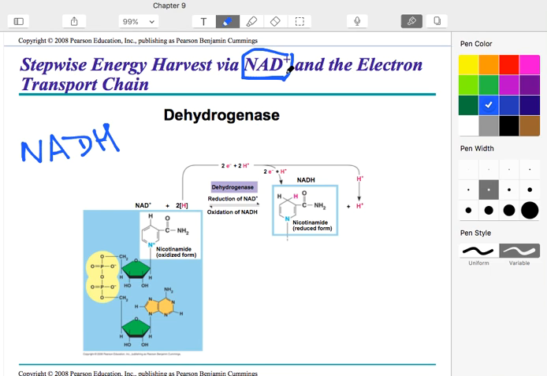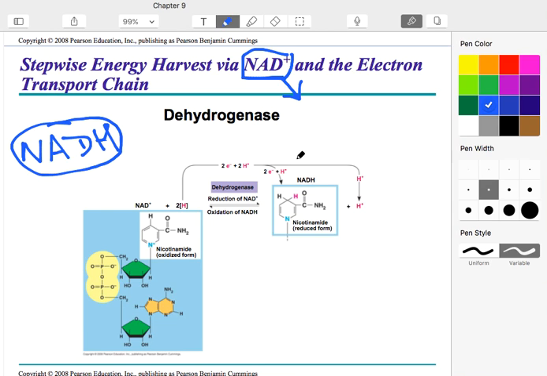That's NAD+. If you look here, NAD+ is the oxidized form, which is going to react with H, so it's going to be NADH, the reduced form. From this you can infer that NAD+ is the oxidized form because it loses electrons, and NADH is the reduced form because it gains electrons.